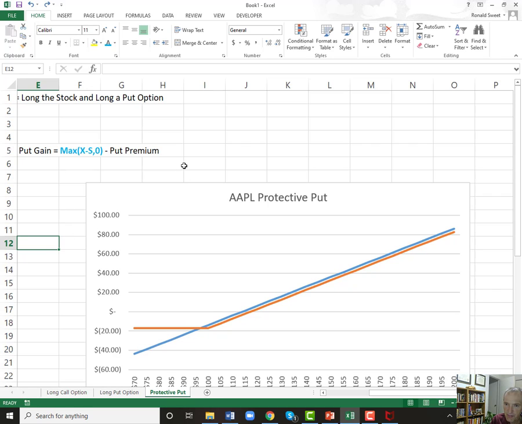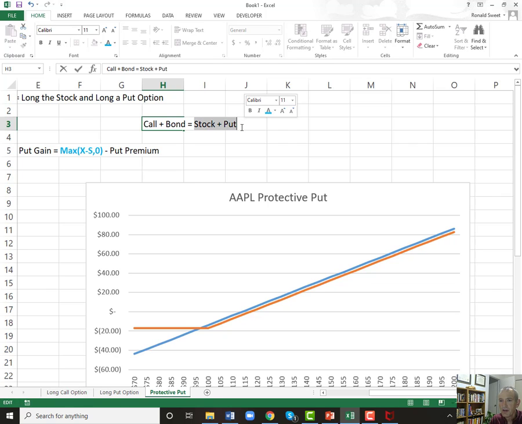Now think back to put call parity. What did we say? Put call parity says that a call plus the bond equals the stock plus the put. And what did we just do? We just did the stock plus the put, and it looks almost identical to the call option. The bond doesn't have much impact because interest rates are so low.